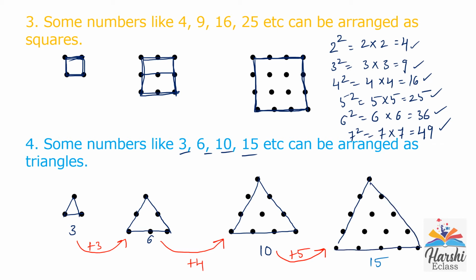In this way we can find the triangular numbers. How to find the pattern here we are following is the first triangular number is 3. 3 plus 3 is equals to 6. 6 plus 4 is equals to 10. 10 plus 5 is equals to 15. 15 plus 6, 21. 21 plus 7, 28. 28 plus 8, 36. These all can form the triangles.